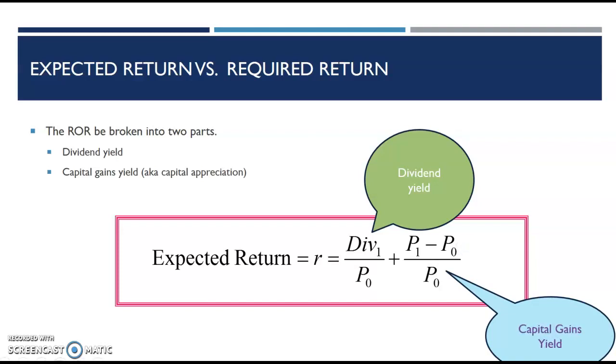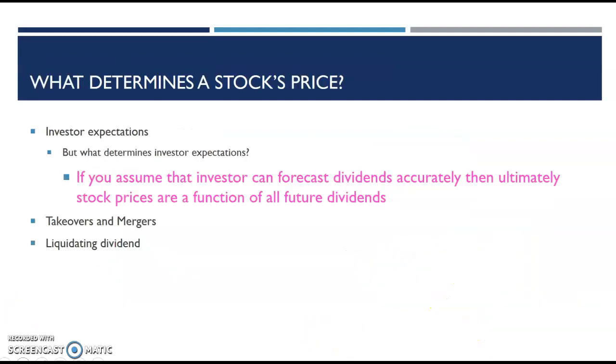So the dividend yield plus the capital gains yield together determine the overall expected rate of return that a shareholder receives on their stock. All right, so what about companies that don't pay dividends? Well, then their entire portion is going to be just coming from expected capital appreciation.